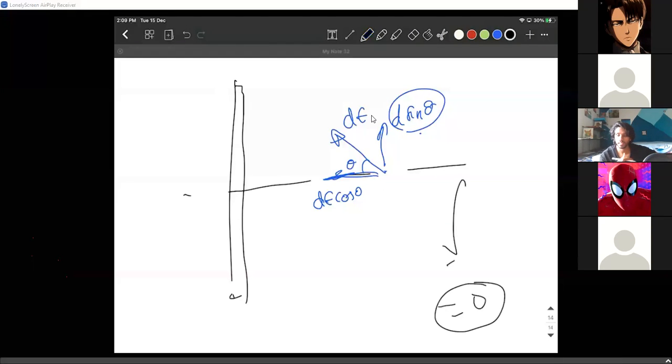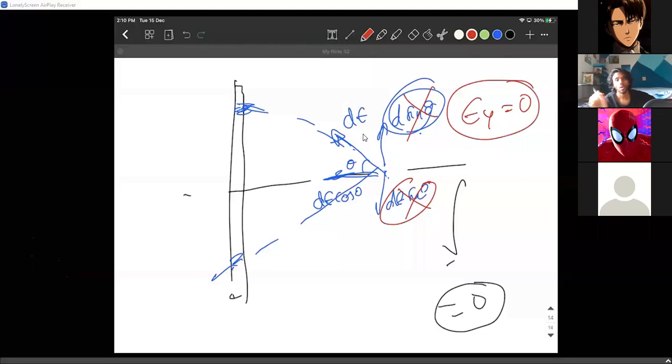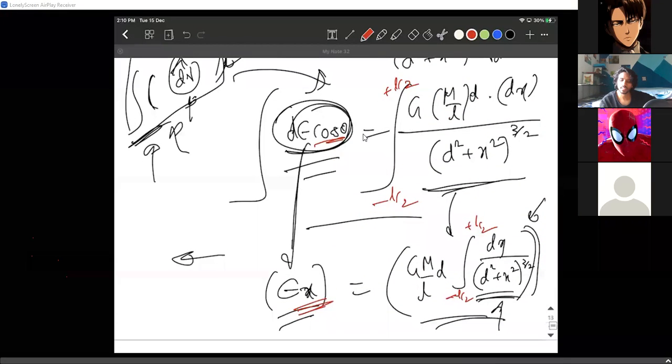Yes, because if I take one mirror image of this dE, sir, the dE sin theta will cancel the above one. Exactly. Because of this mass you're writing dE, right? Because of this mirror mass, you will get another dE sin theta later in the integration. These two will balance each other. So you don't have to worry about EY. EY is already 0. All you need to do is calculate the EX value, which we did right here.